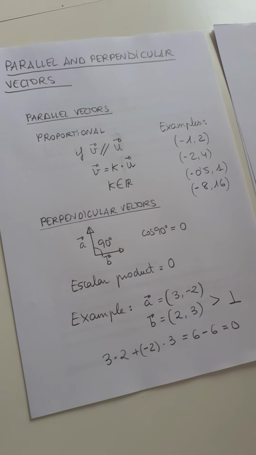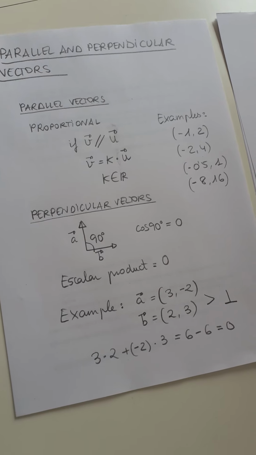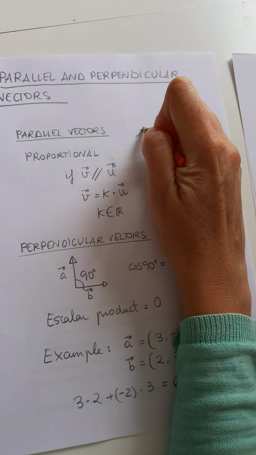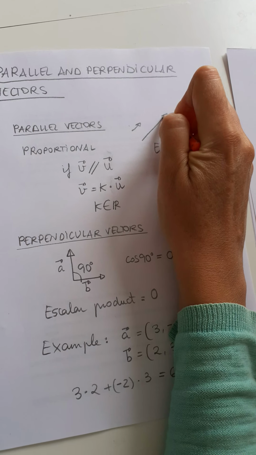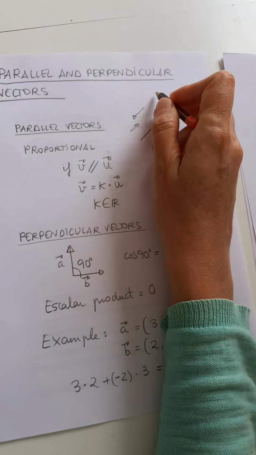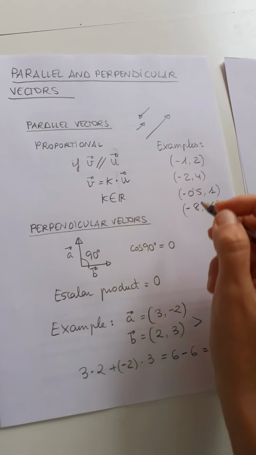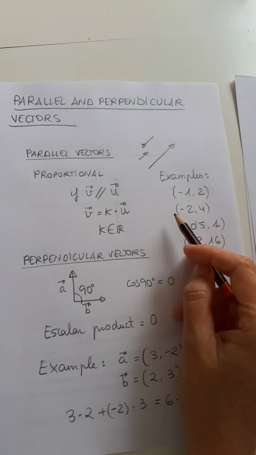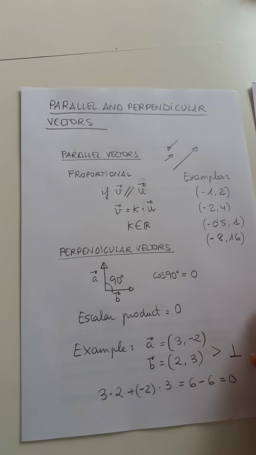Two vectors or more are parallel when they have the same direction. So they can have different module or different magnitude, but they must have the same direction. So this could be like this or like this, different orientation, but the direction must be the same. They must be parallel. That happens when they are proportional. That is easy to understand if you think about it.